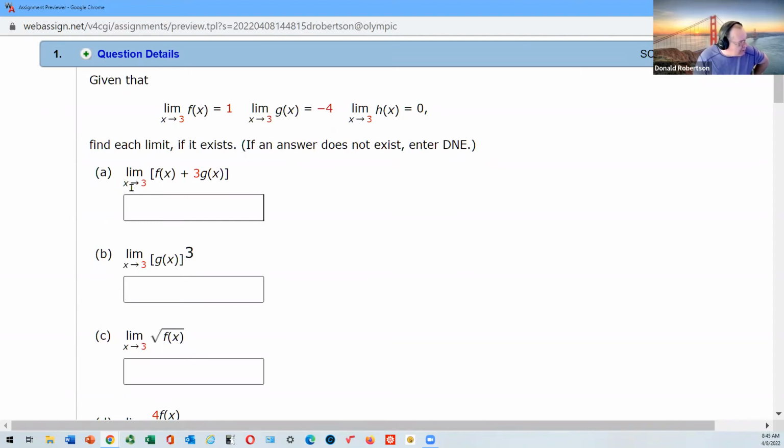If I wanted to know the limit as x tends to 3 of f of x plus 3g of x, would it be reasonable that the answer would be 1, because that's what f of x is equal to, plus 3 lots of -4, which is what g is equal to, and I believe that answer is -11. Does that make sense? And that's exactly what you do. Right. Now, if you wanted to find the limit of g of x cubed, wouldn't you basically just take the value of that limit for g of x, which is -4, and then wouldn't you cube it, which I believe is -64.